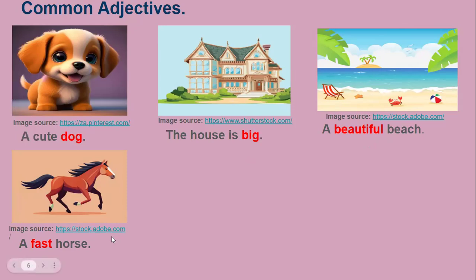Here we say a fast horse. Fast is an adjective. A fast horse. So it means this horse moves very quickly. It's not slow, but it's fast. The speed at which this horse runs is very high. That's what fast means.